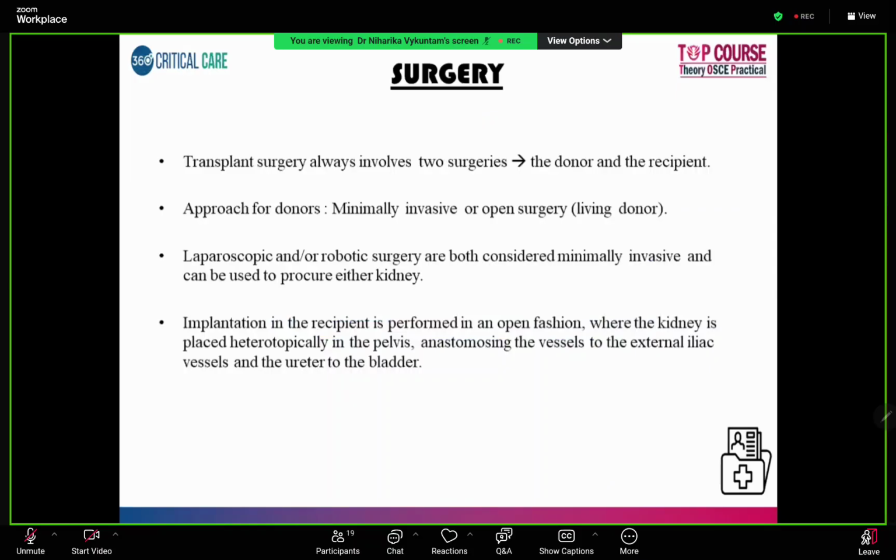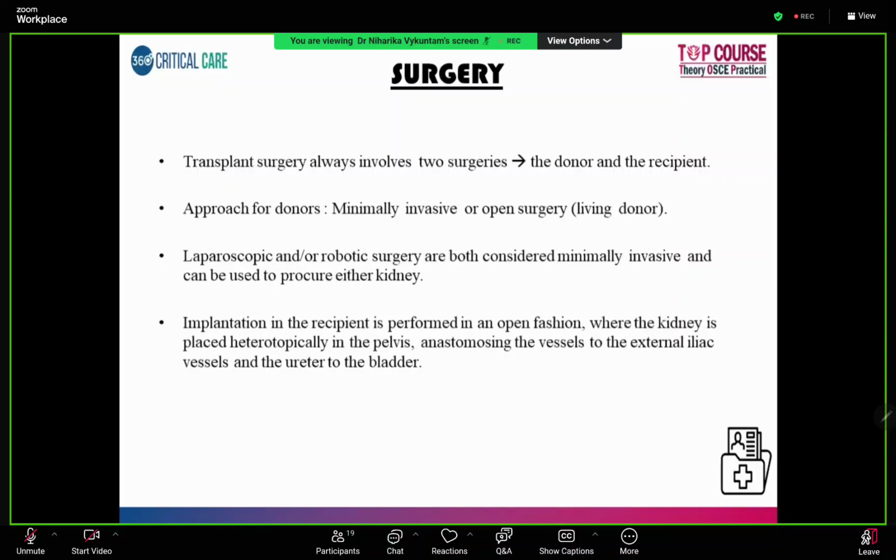Now, coming to a few points of surgery, I'm not going to tell in detail how the surgery is done, just some important points which we should know. Basically, we all know that two surgeries will be done, one for the donor and one for the recipient. So approaches for the donor could be either minimally invasive or open surgery. Basically, minimally invasive surgery is done for deceased donors, and for living donors, usually open surgery is done. This minimally invasive surgery could include laparoscopic or robotic surgery. Okay. And when it comes to implantation, recipient transplantation is always open.